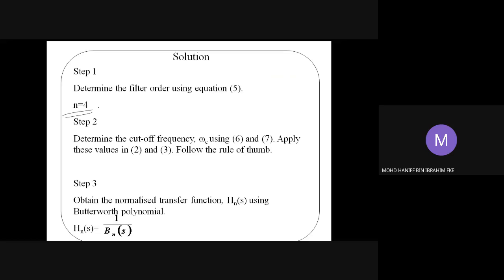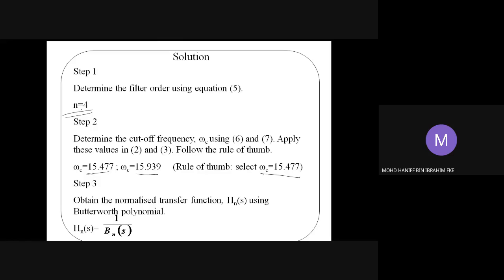Step number 2 is the process of calculating the cutoff frequencies. Again, we follow what we have learned in the previous example. We are supposed to get two values of cutoff, 11.47 and 15.94. By using the rule of thumb, you can prove this on your own that the selected omega C will be 15.47. You have to prove this on your own.